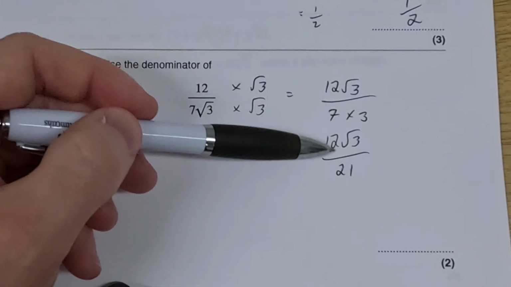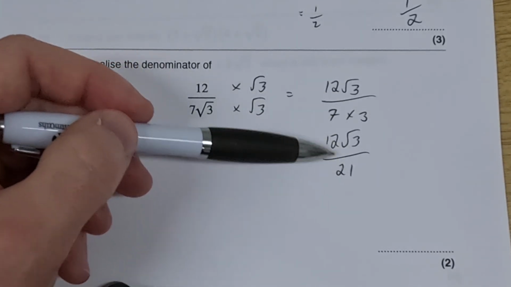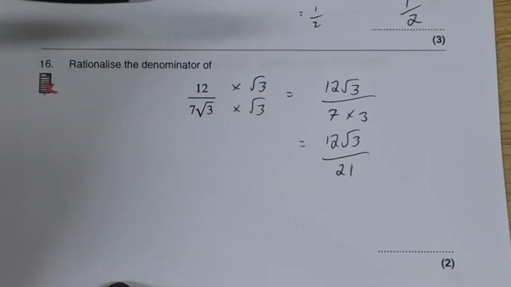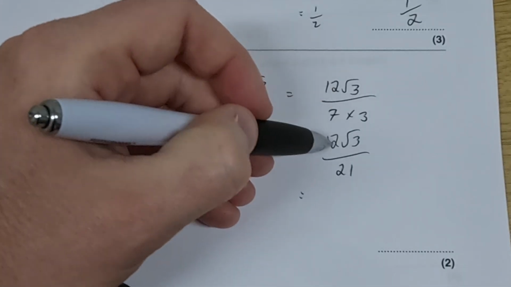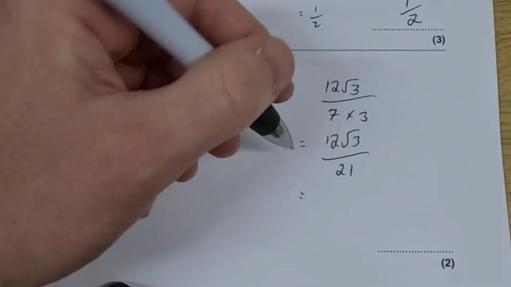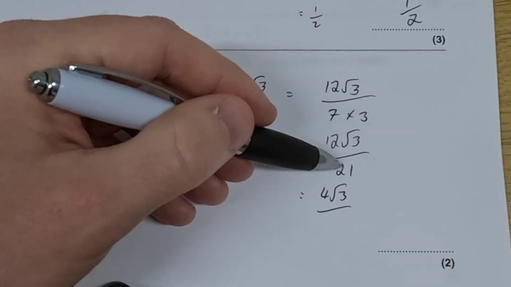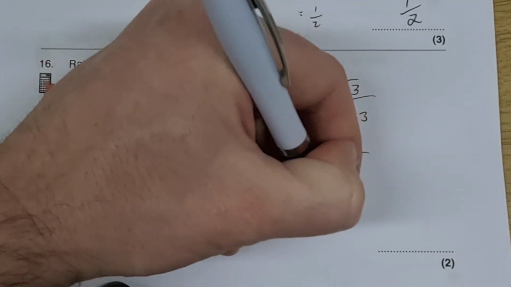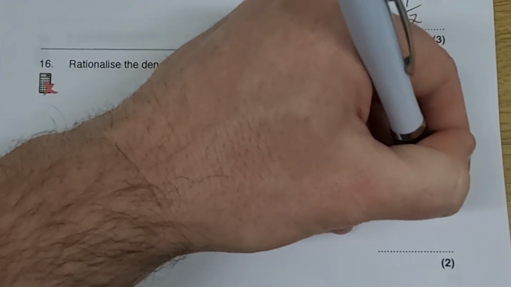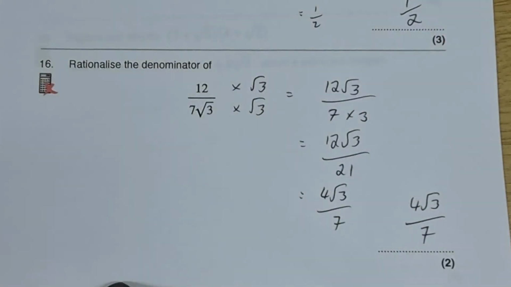But I'm actually going to try and cancel this down because 12 and 21 are both divisible by 3. They're both in the 3 times tables. So let's divide both the numerator and the denominator by 3. 12 lots of root 3 divided by 3 would be 4 lots of root 3. And on the denominator, we had 21. Dividing it by 3 would be 7. So the answer would be 4 root 3 over 7. And we've just cancelled it down. And 4 and 7 can't be cancelled down any further.